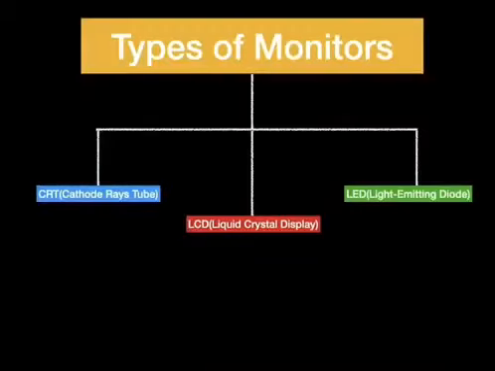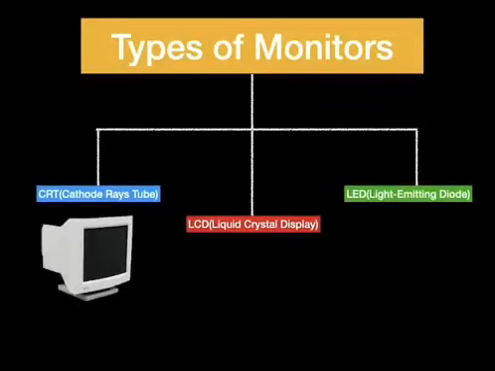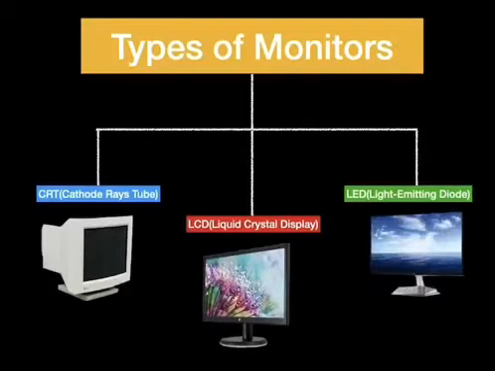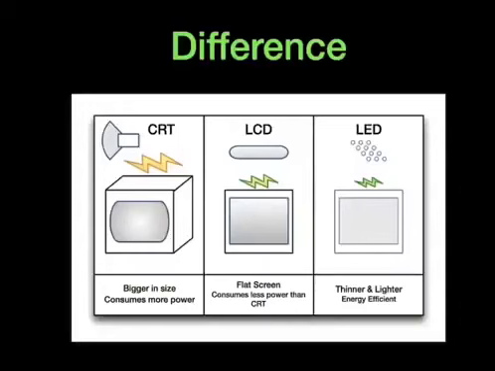There are three types of monitors. First one is CRT, cathode ray tube. Second one is LCD, that is liquid crystal display. And the last one is LED, light emitting diode. So kids, now you know about different types of monitors. But what is the difference between these types?